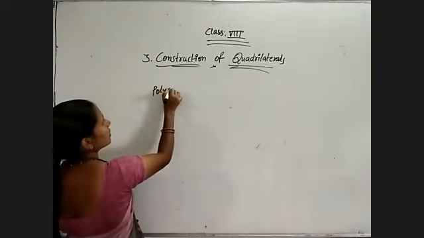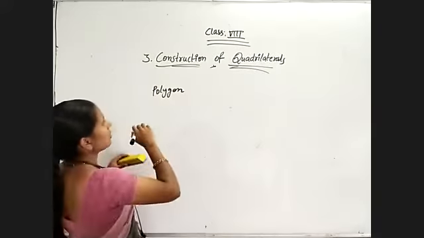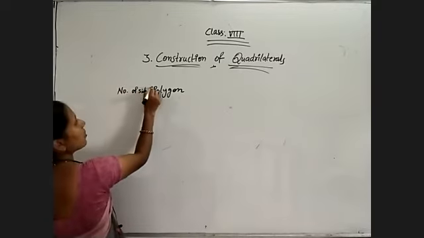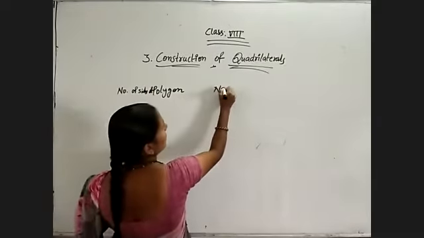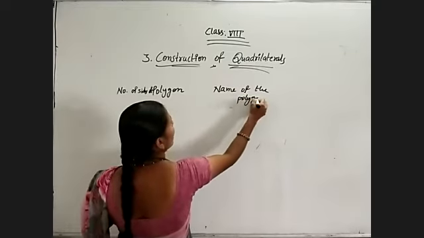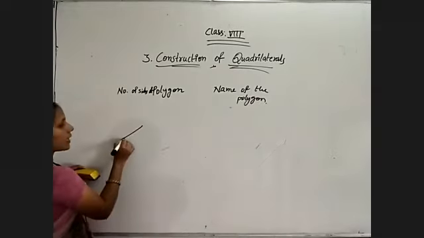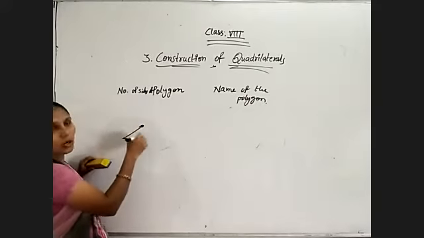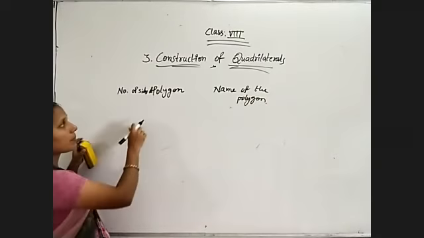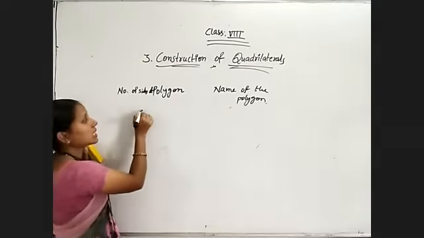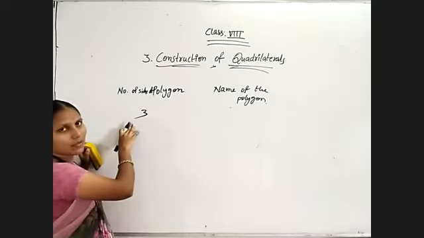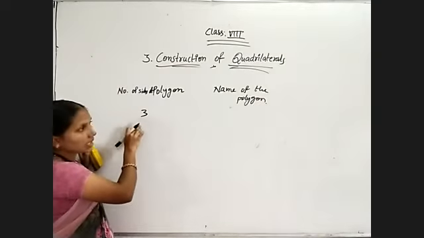Polygon, number of sides of the polygon, and its name. So if I take 2 straight lines, I can't form a closed figure, so it is not a polygon. The minimum number of sides required to form a polygon is 3. With 3 line segments only we can form a polygon, otherwise we can't. So 3.